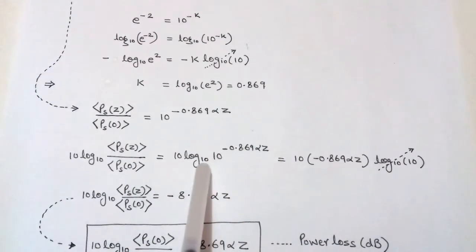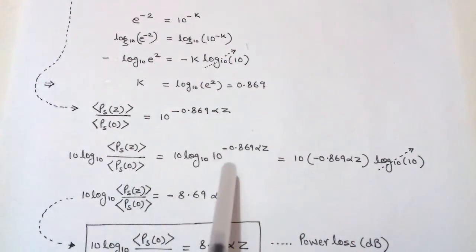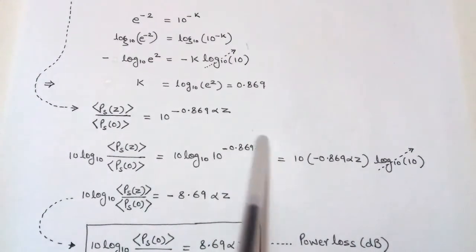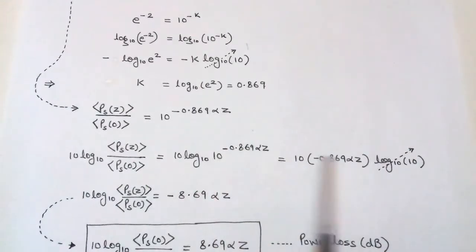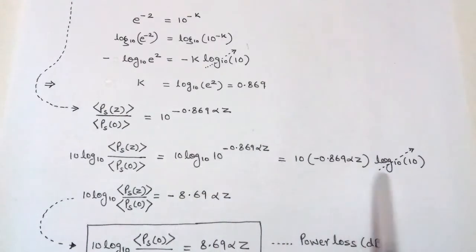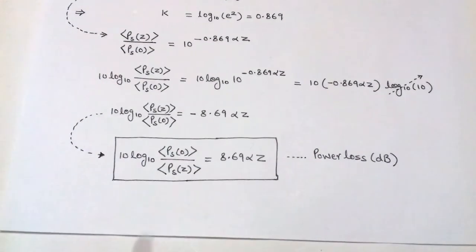Here the log is base 10, and this value, that is 10 to the power minus 0.869 alpha z, can be taken as a multiplication with 10. So here we get log 10 to base 10 and its value is 1, and the right side is minus 8.69 alpha z. So in this way we can determine the power loss in terms of decibel unit, and its value is minus 8.69 alpha z.